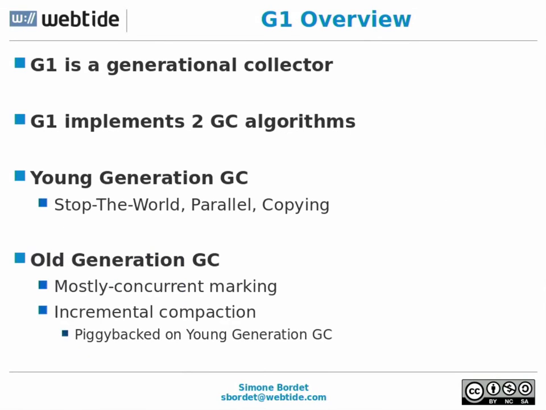Like all the other collectors in HotSpot, G1 is a generational collector, so it implements two algorithms. One is for the young generation, and it's a stop-the-world typical parallel copying collector. And then there is another algorithm for the old generation. While the young generation algorithm is pretty typical and similar to all the others, the old generation algorithm is quite different, and you really need to understand how that works because it's very different from all the others. We'll go into the details, so don't worry.